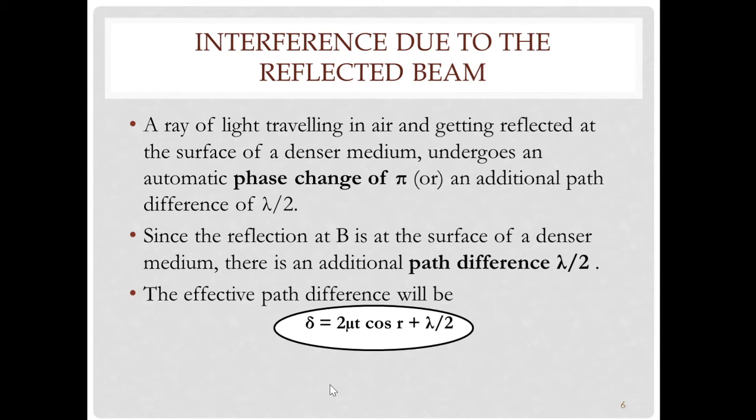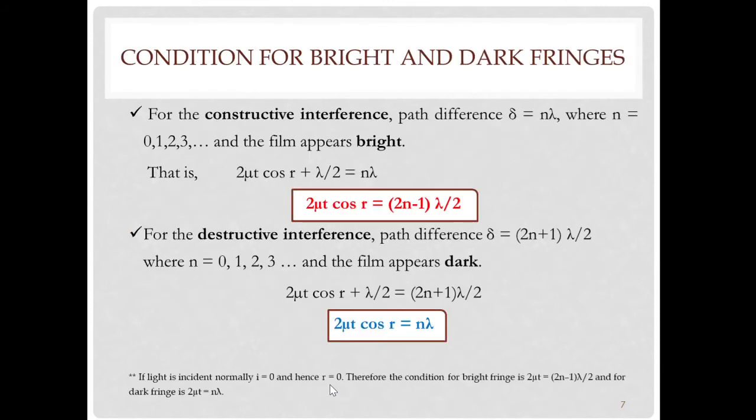Also, since the reflection at B is at the surface of a denser medium, an additional path difference of lambda by 2 will be added to the equation for the path difference. So the effective path difference will be 2 mu t cos r plus lambda by 2. Now let's see what the condition is for bright and dark fringes.